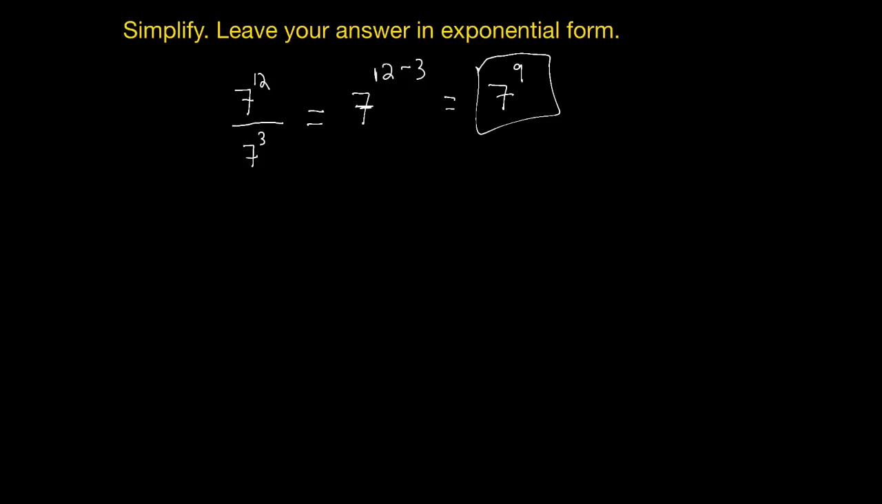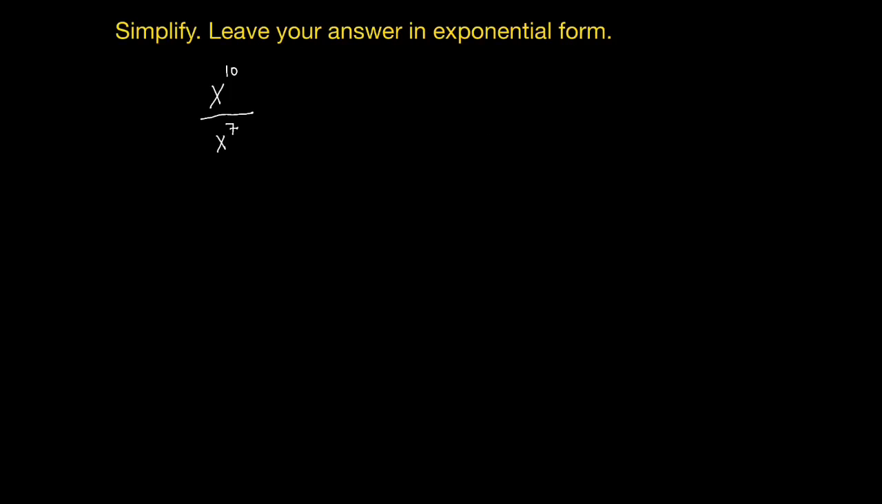Now, this also works for variables. Here we have x to the 10th over x to the 7th. The common base is x, so we can raise x to the 10 minus 7, the power of the numerator subtracted by the power of the denominator. And here we get x to the 3rd power.